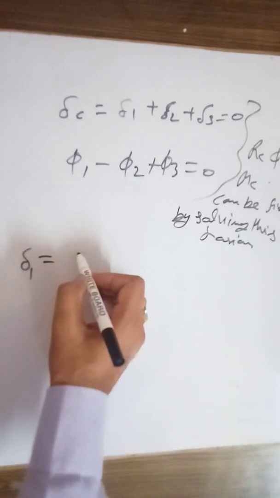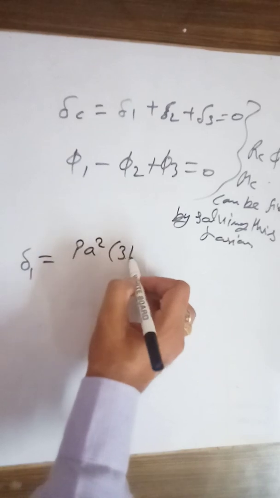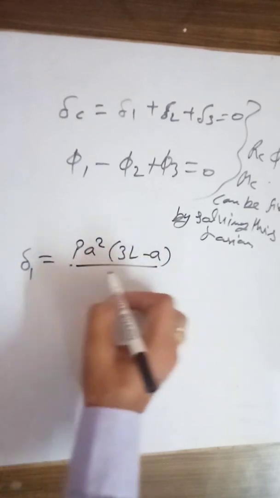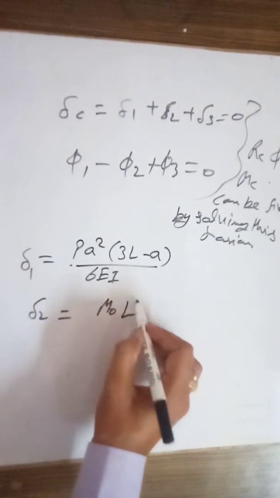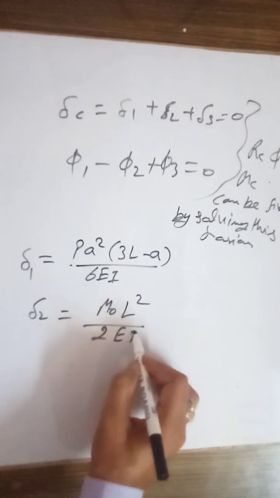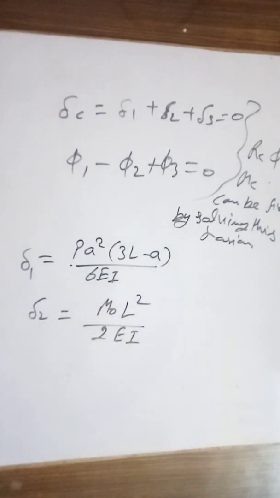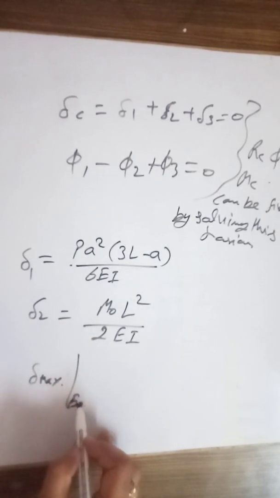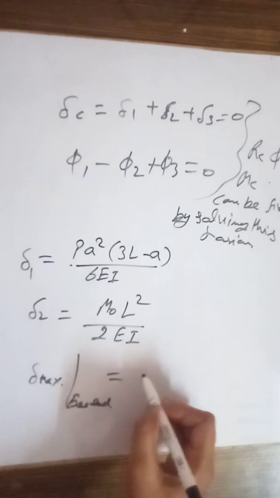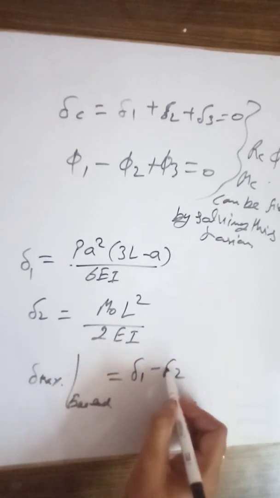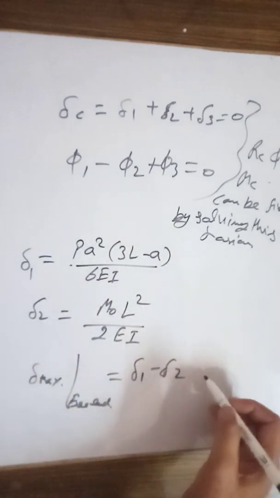By using some basic systems, from the table you can see the value of delta 1 is a square (3l minus a) upon 6 ei, and del 2 is m naught l square upon 2 ei. For the free end, if we need to find del maximum from the free end, the maximum deflection will be del 1 minus del 2. So we can put the values of del 1 and del 2 here.